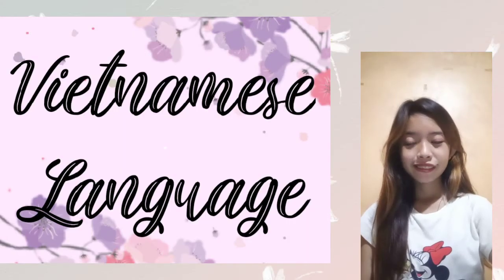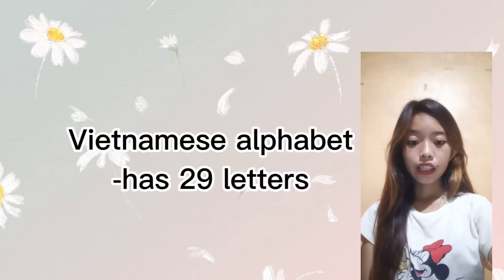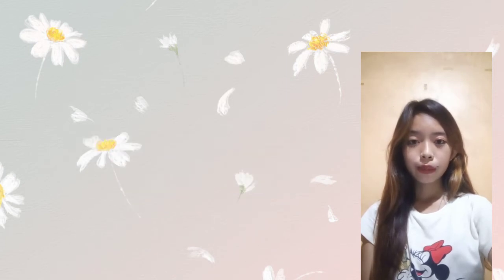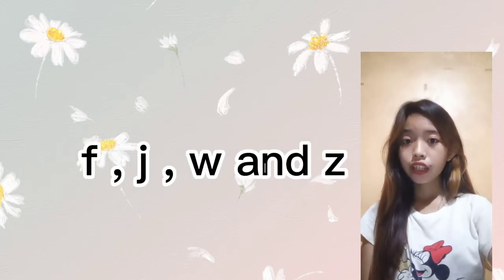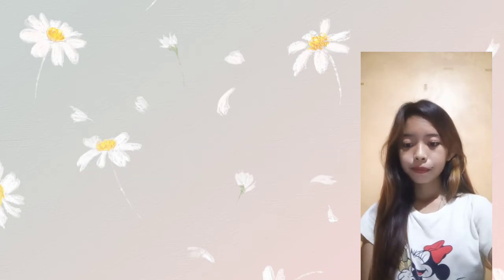Hello everyone! In this video, we are going to talk about the Vietnamese language. We are going to pronounce all the letters in the Vietnamese alphabet. The Vietnamese alphabet has 29 letters, but the English alphabet has 26 letters. However, there are some letters in English that do not exist in Vietnamese, such as F, J, W, and Z.